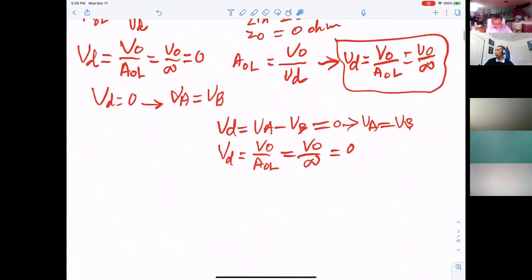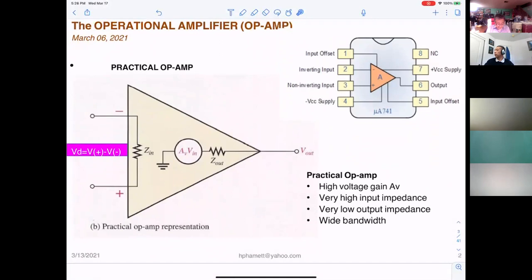Okay, so let's summarize. The IC we're using in the lab will be the 741. It has only 8 pins, 2 for the power supply, one positive and one negative, pin number 4. For a practical op-amp, they want high gain, high input impedance, low output impedance, and the wider the bandwidth.